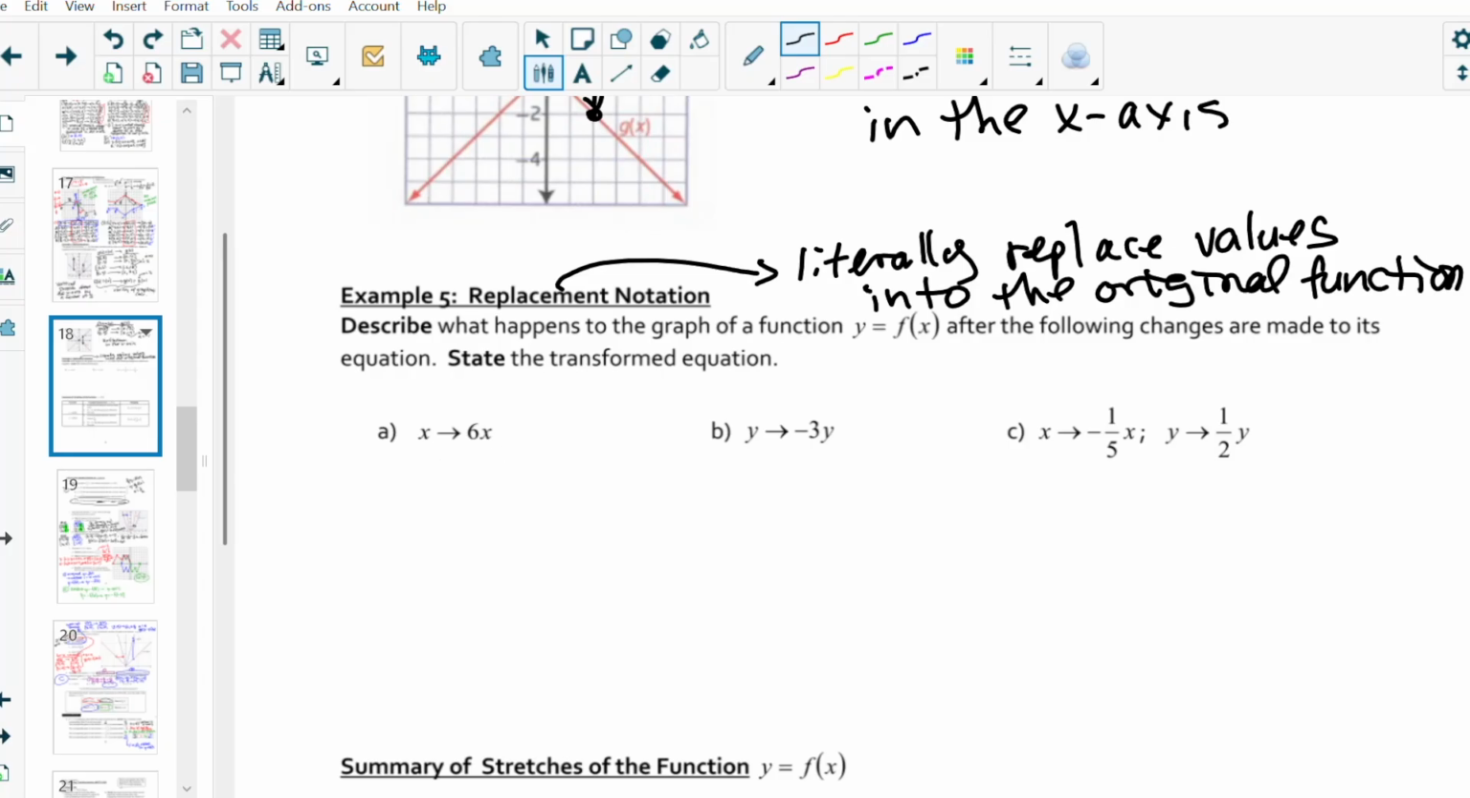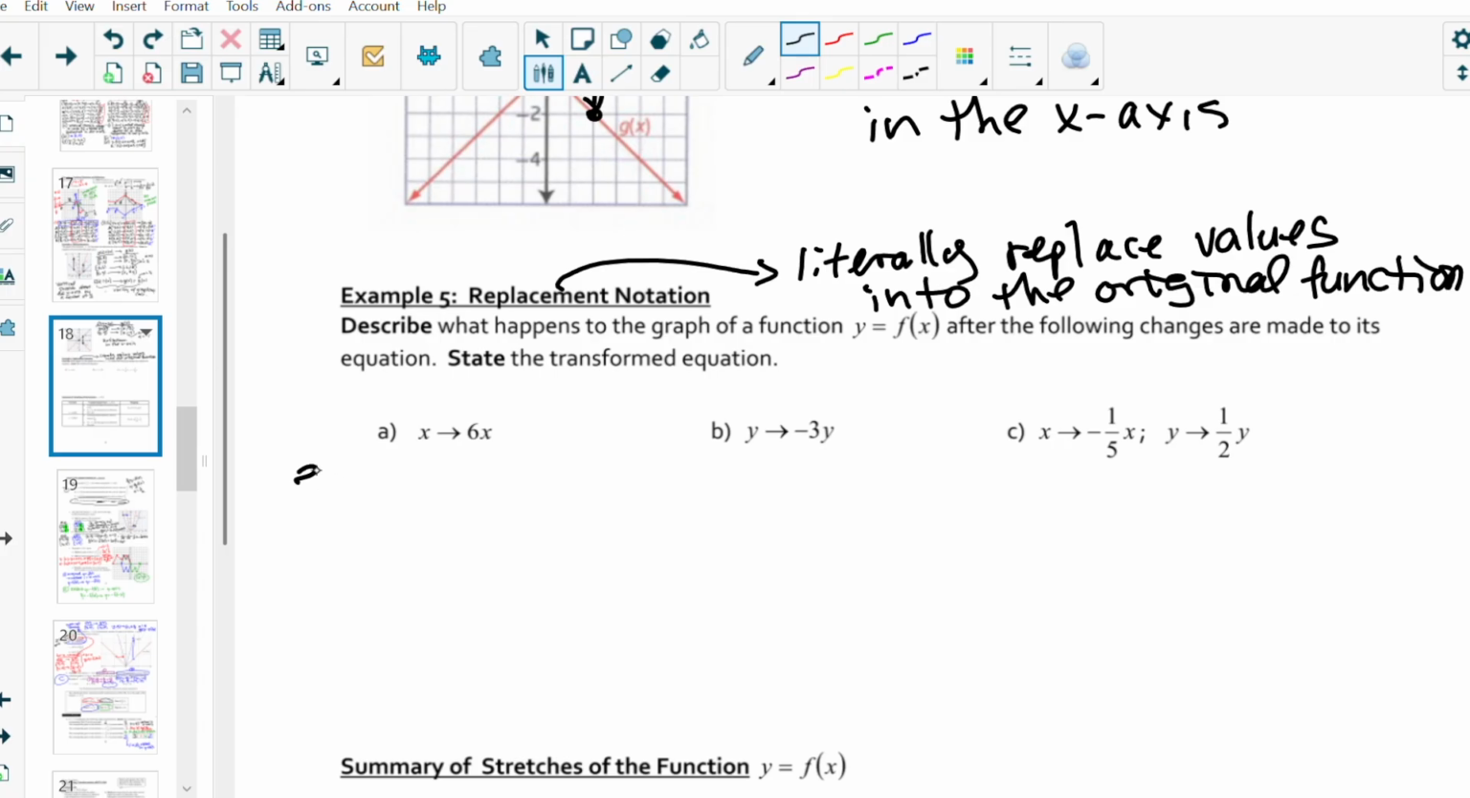Okay, replacement, x to 6x. Okay, this is replacement notation, not mapping. Remember, mapping is, think about yourself using Google Maps. You're on a map where you're looking at a point on the map and you want to make a transformation. Well, you go literally in the direction. So if you translate up or you stretch vertically or horizontally, you do it on the map as it's described. Replacement notation, you're actually replacing the notation that represents the transform function into the original function.